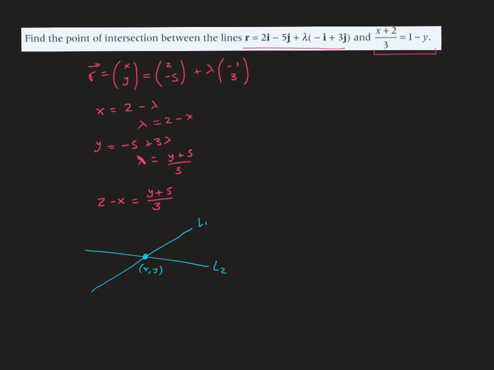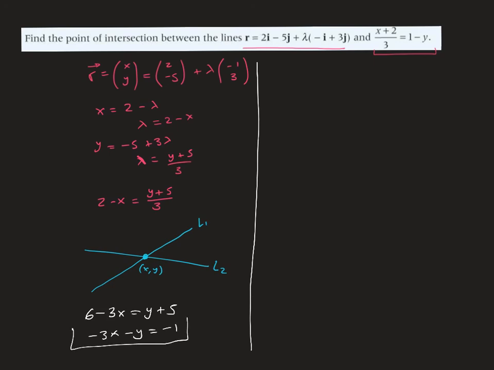So before we do that, let's rearrange both equations so that they are in a comfortable position for a simultaneous equations process. So that means we want them in the following form. I'm just going to keep working with the r. So 6 minus 3x equals y plus 5. That means minus 3x minus y equals minus 1. So this would be the first equation. And I'm going to do the same with the second equation. So x plus 2 equals 3 minus 3y, which means x plus 3y is equal to 1. So this is my second equation.